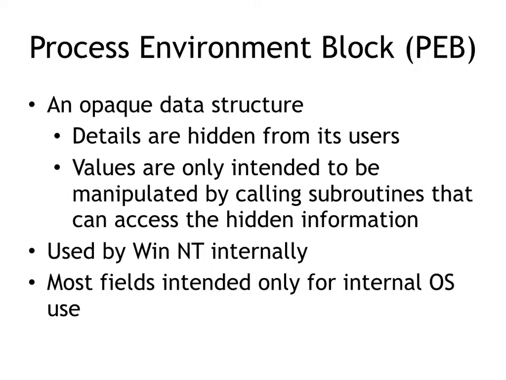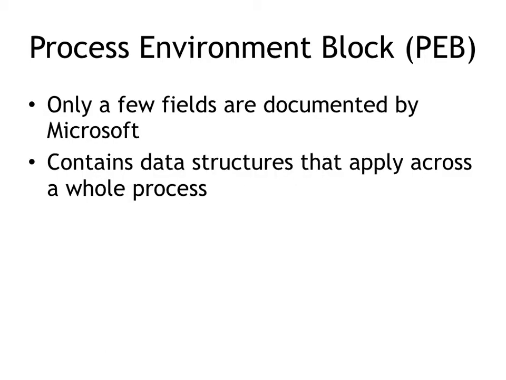Anyway, the process environment block is a term I didn't know until today. This is an opaque data structure, which means it is something you are supposed to use with functions they provide you, but you're not even supposed to know what's inside it. This is apparently a real computer science thing. You can define a data structure and limit what you're allowed to use it for. So the values are only supposed to be manipulated by the routines they tell you to use, and Windows NT uses it internally, but it's only supposed to be used by internal operating system functions.